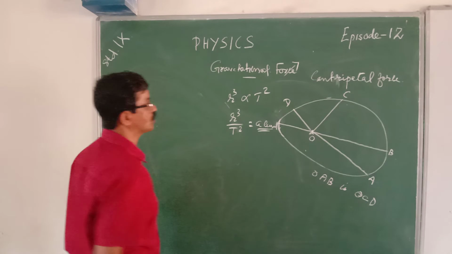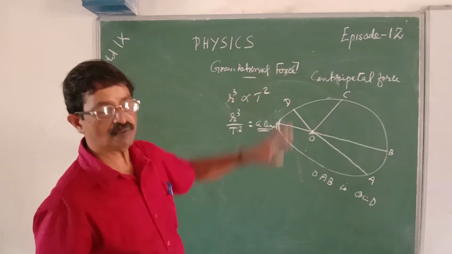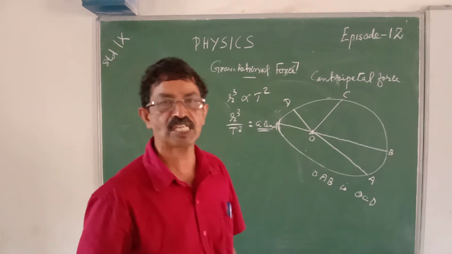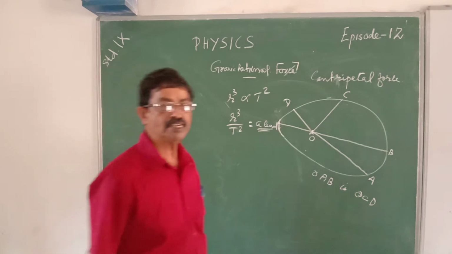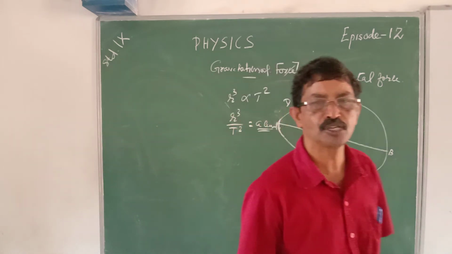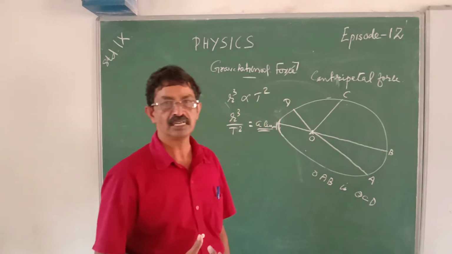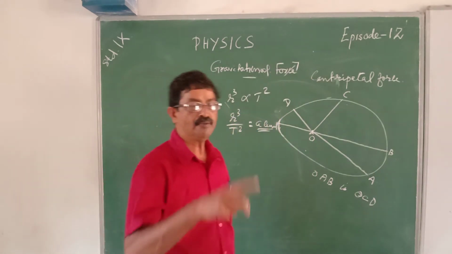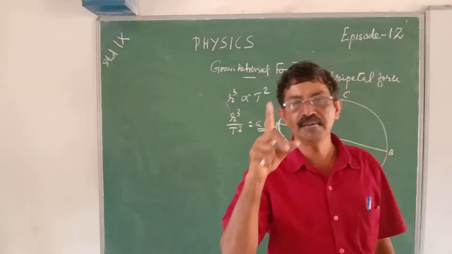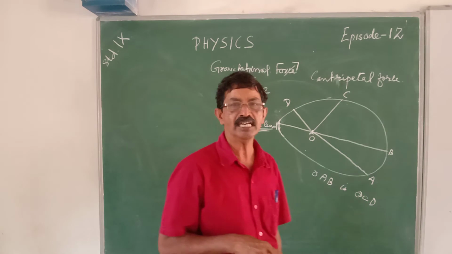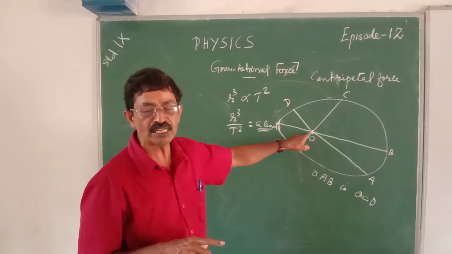These are the three laws about motion of planets by Kepler, otherwise called Kepler's laws of planetary motion. Which are they? First one: every planet moves in an elliptical orbit around the sun, with the sun at one of its foci.